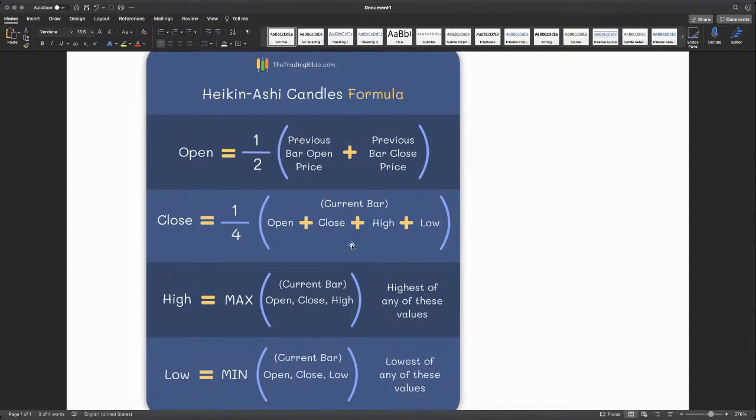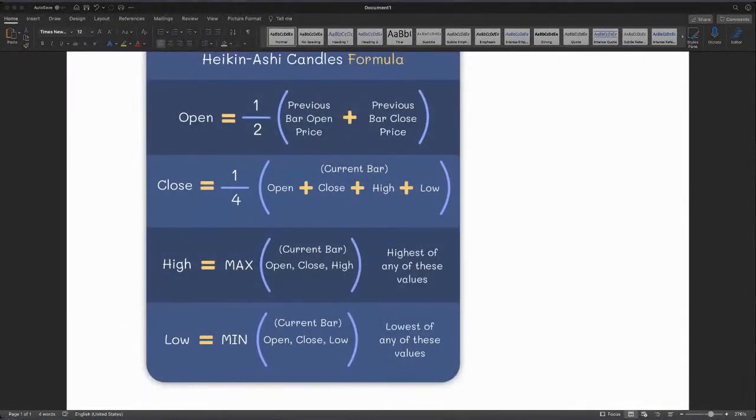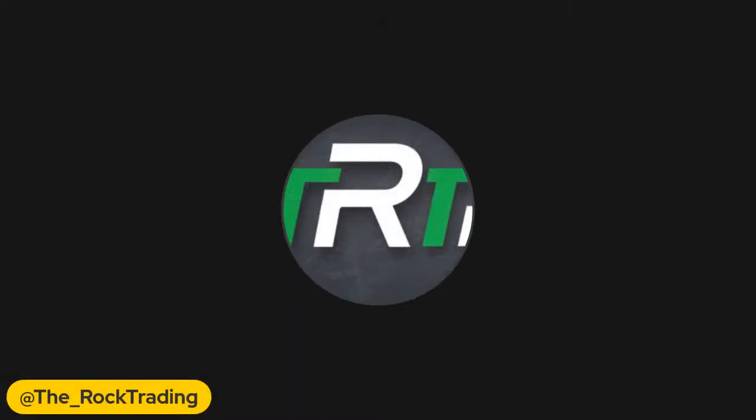Okay, I know this formula will take a little bit to get used to. The high wick and the low wick are a little bit different. The upper wick is the max of the current bar's open, close, and high, the highest of any of these values. And the low wick is the lowest of the current bar's open, close, and low, the lowest of any of these values. Okay, now if I go ahead and switch back, I'm going to stop share here, and I'm going to go back to my TrendSpider here, and bada bing, bada boom.